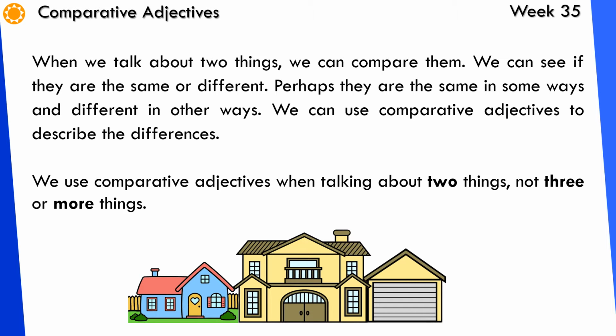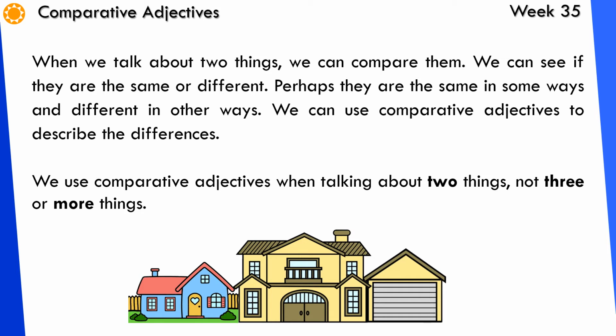When we talk about two things, we can compare them. We can see if they are the same or different. Perhaps they are the same in some ways and different in other ways. We can use comparative adjectives to describe the differences. We use comparative adjectives when talking about two things, not three or more things.